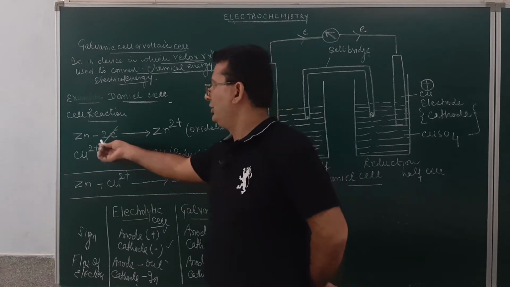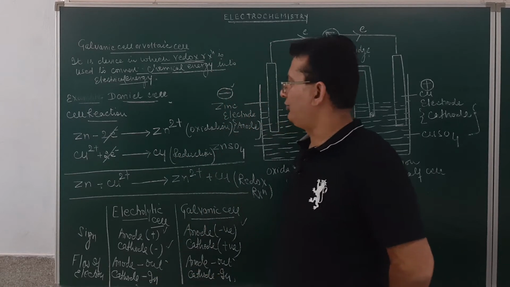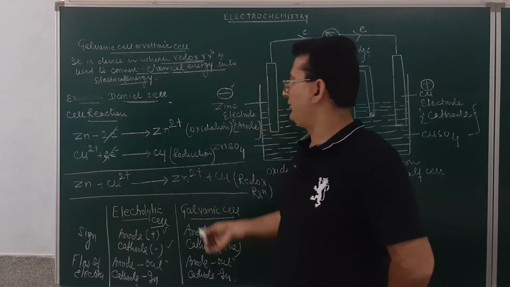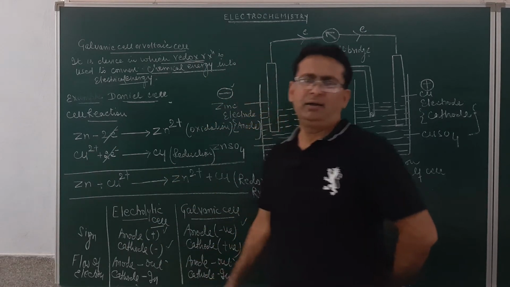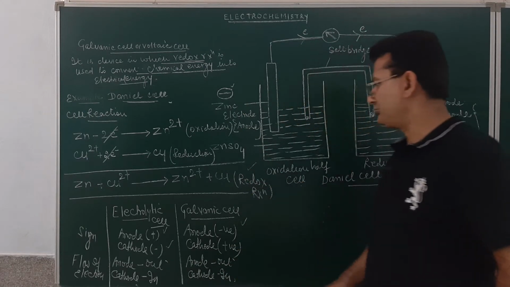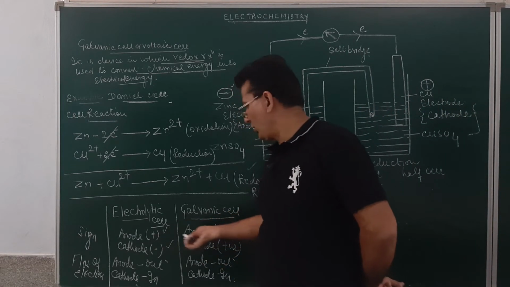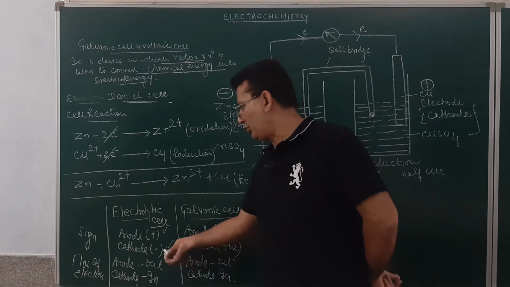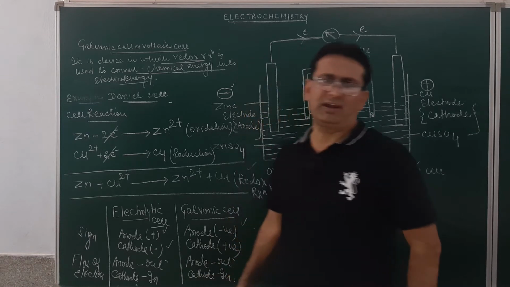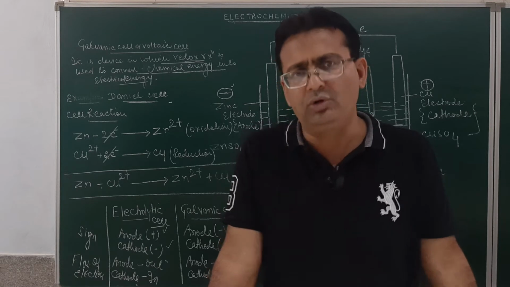I explained to you that when zinc loses 2 electrons, it results in the formation of the zinc 2 positive ion, and this was called the oxidation half cell. When the copper 2 positive ion gains 2 electrons, it results in the formation of copper, and this was called the reduction half cell. This was the cell reaction. Do you remember this? The anode was positive in the electrolytic cell, in the galvanic cell it is negative. The cathode is negative there, here the cathode is positive. The flow of electrons was the same in both cases, anode to cathode. In the galvanic cell also it was anode to cathode.